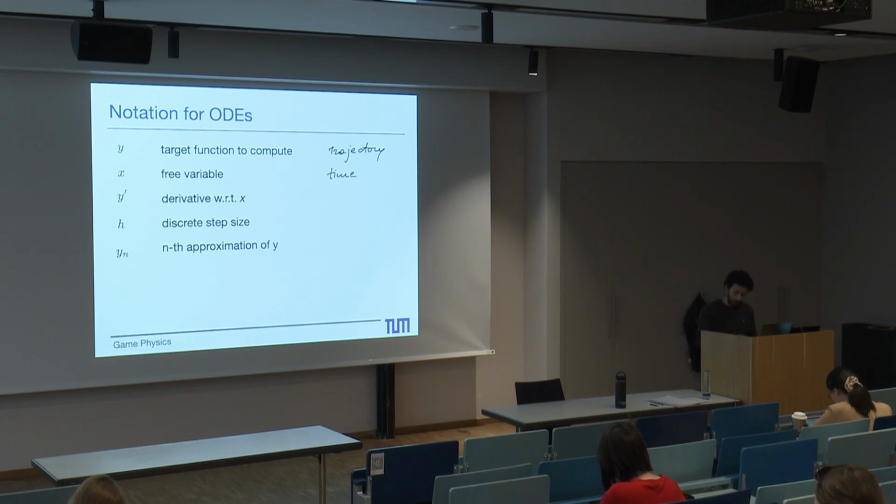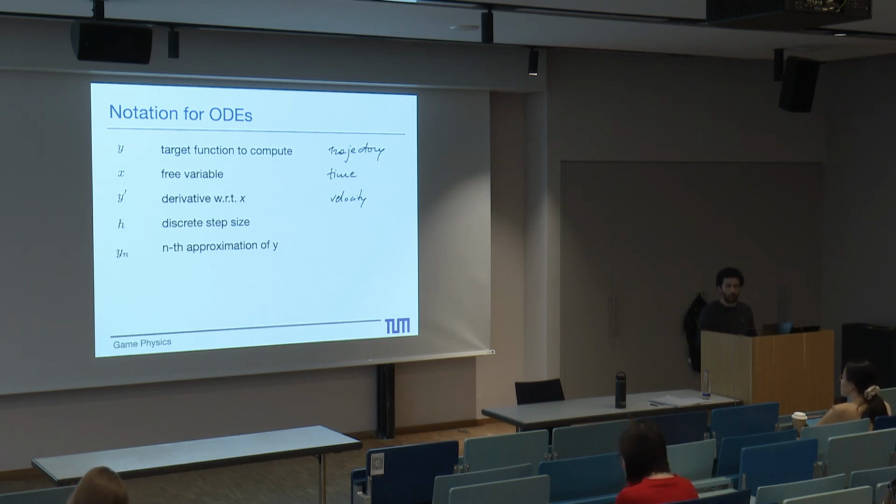Now, with y prime, we are defining the derivative with respect to x, that in our case would be the velocity. And one should take into account the fact that y is dependent only on one free variable, so we can derive it only with respect to that variable. Otherwise, if we have a dependency, for instance, in space and time, then we would have a partial differential equation because we have different derivatives with respect to different free variables.